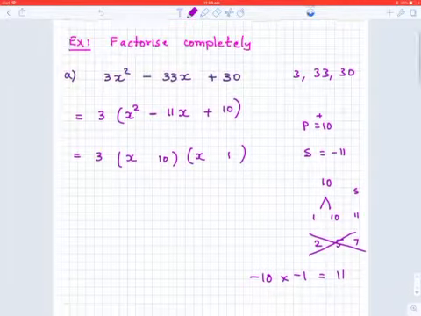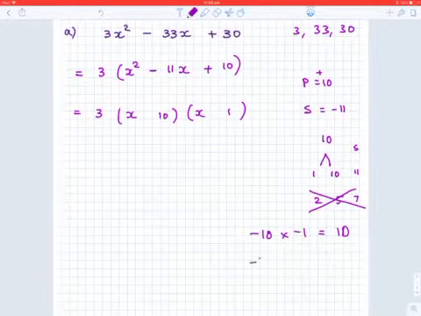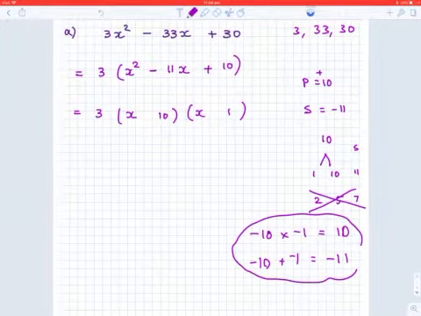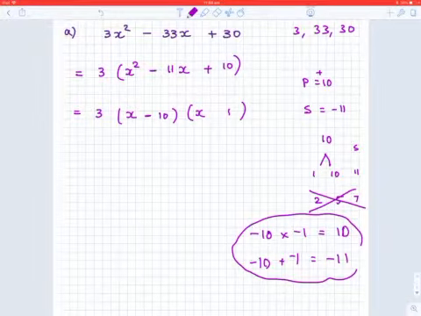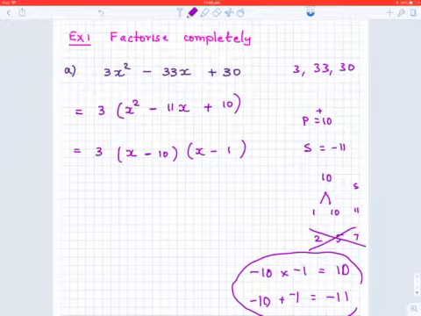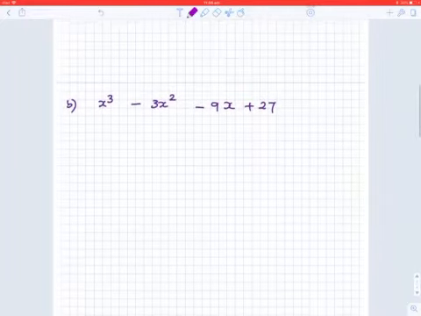Minus 10 times minus 1 gives you positive 10, and minus 10 plus minus 1 gives you minus 11. I repeat, minus 10 times minus 1 gives you 10, and minus 10 plus minus 1 gives you minus 11. So this is the pair I'm choosing. So obviously it's going to be a minus here and a minus here. So therefore 3x squared minus 33x plus 30 can be factorized as 3 bracket x minus 10 times x minus 1. Okay, we'll do another question.